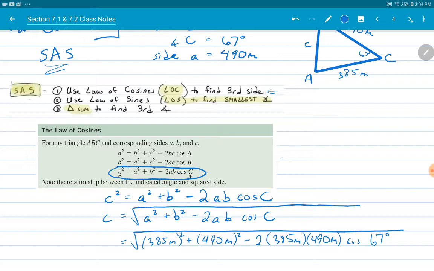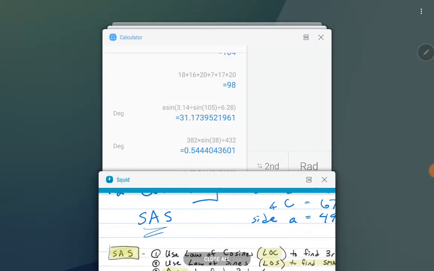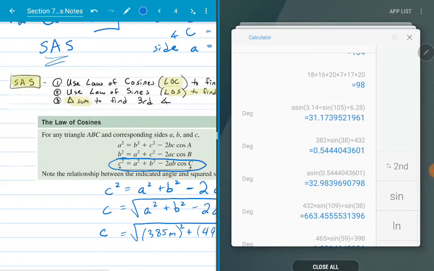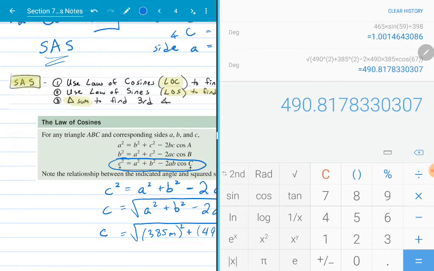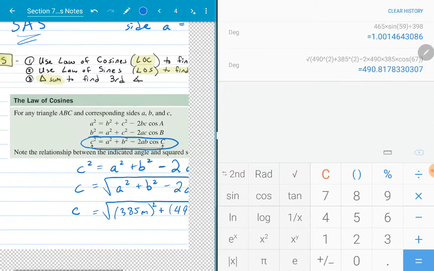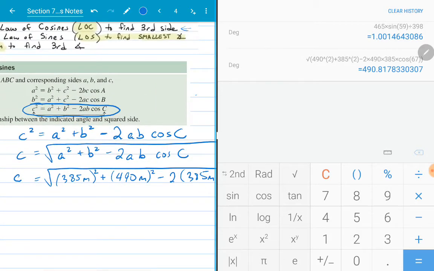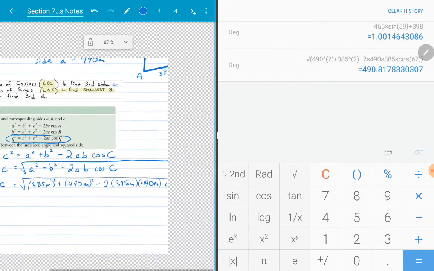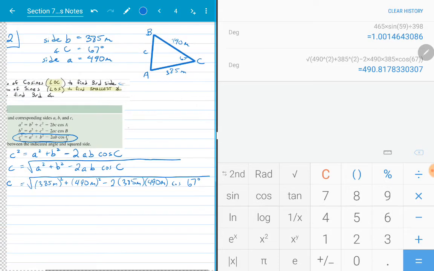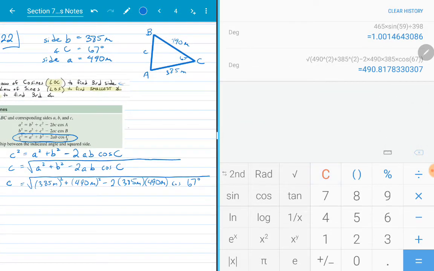Okay, going to my calculator now. As a reminder, you will be using your calculator on your test for Unit 7. Lots of calculator work in Unit 7, so you definitely want to be comfortable using that and finding these answers.